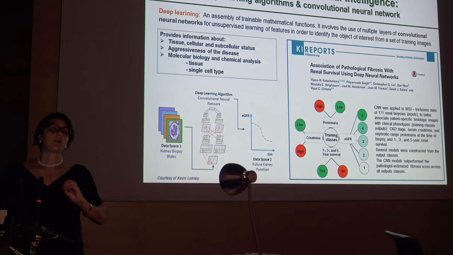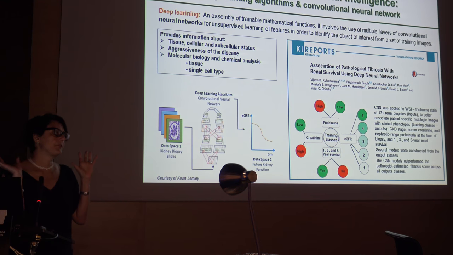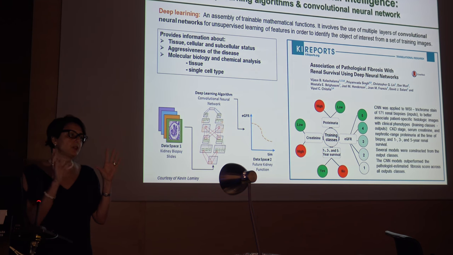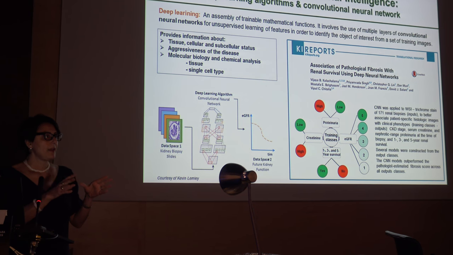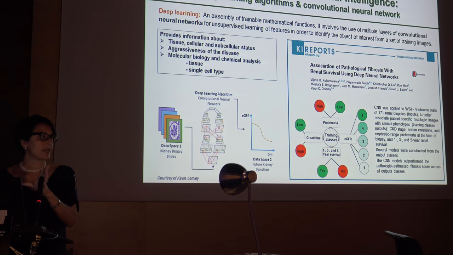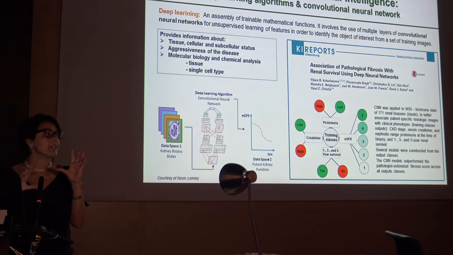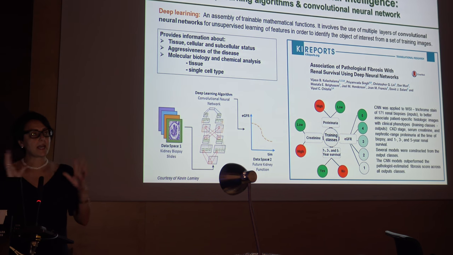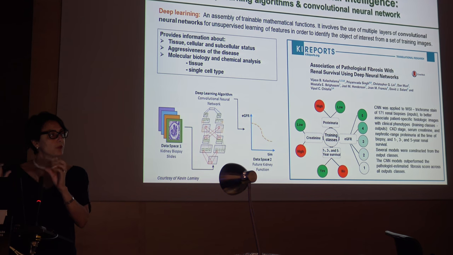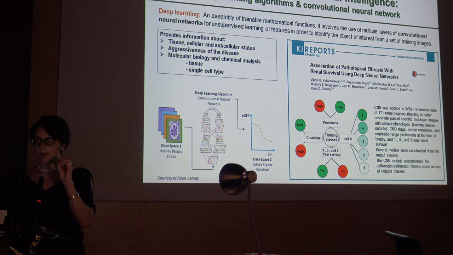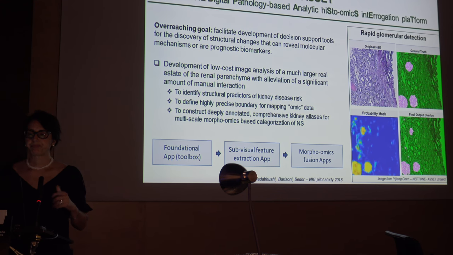So the way it works is that you have first a set of images that you use to train the computer, and then you have another set of images that you use to validate and see if the computer has learned enough. And so when he did that, he found out that the computer was able to predict creatinine, proteinuria, survival, eGFR better than pathologists.